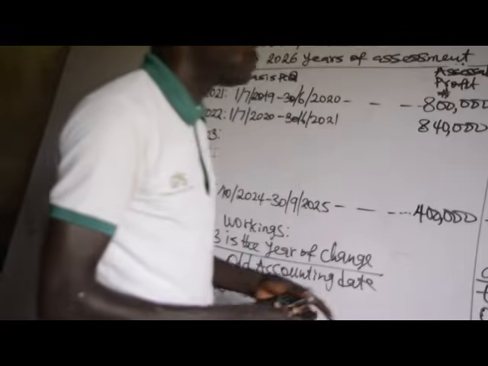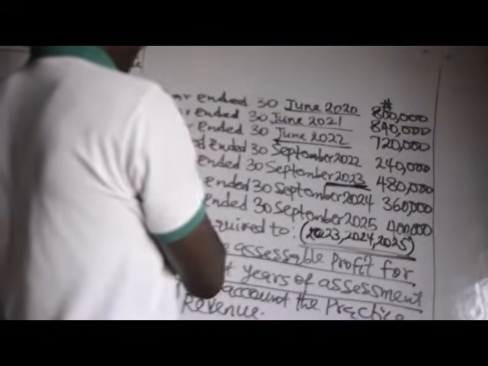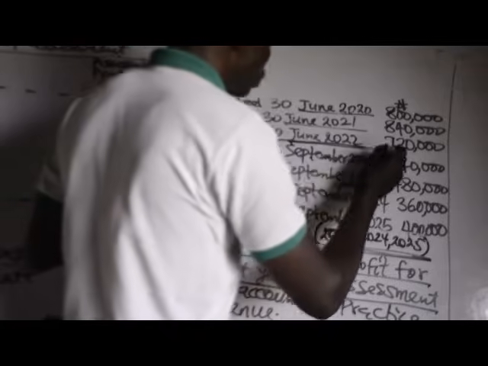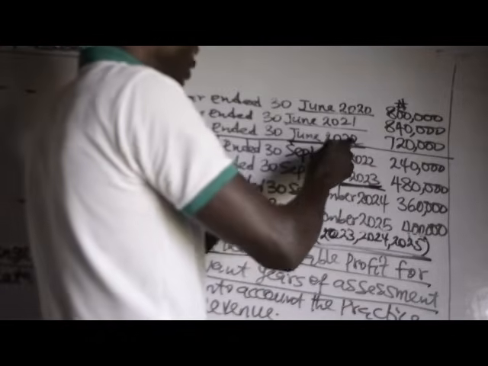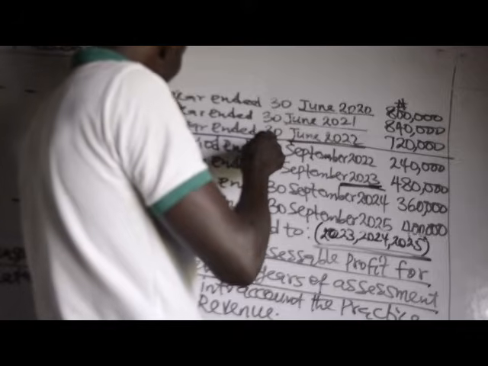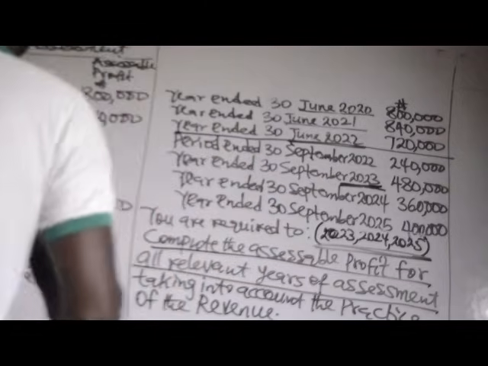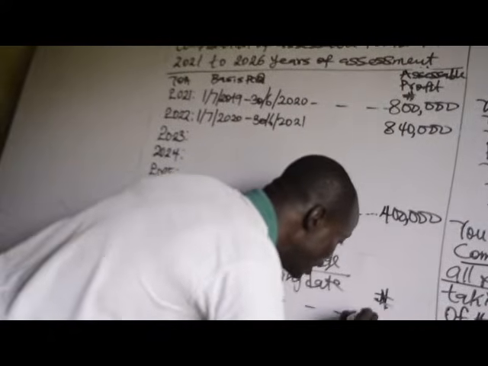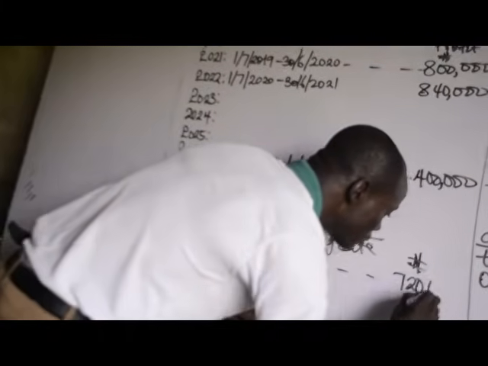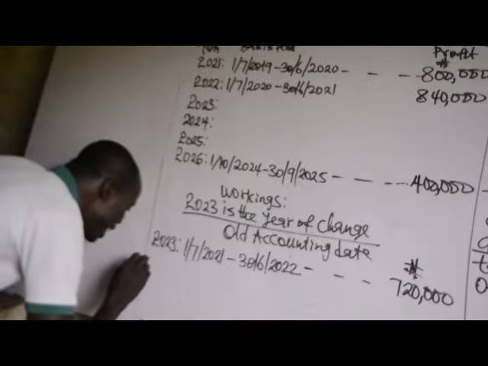Back to the question. Profit for the year end as at 30th of June 2022, which must have started from 1st of July 2021, amounted to 720,000. Therefore, you have the assessable profit for that year to be 720,000.